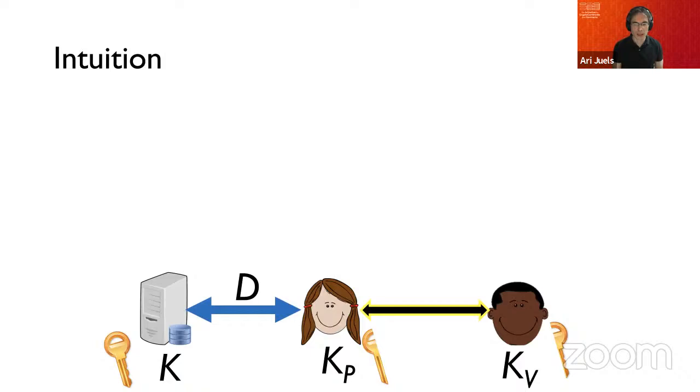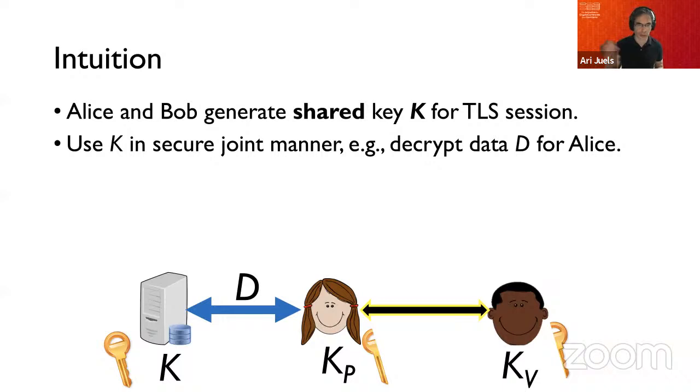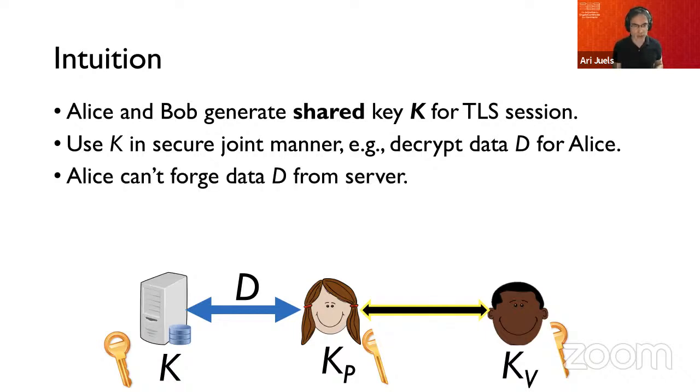And the result of this is the following. Alice and Bob can now generate a shared session key for the TLS session, which the server holds in its entirety. And they can use this session key in a secure manner. For example, they can decrypt data sent to Alice, provided that they cooperate. They use secure two-party computation in particular, and I won't get into the details here. They can jointly decrypt data intended for Alice. But Alice has no way now of forging a piece of data D from the server.